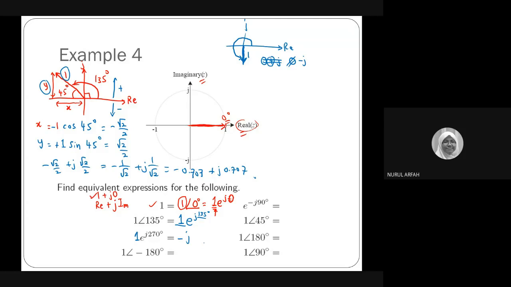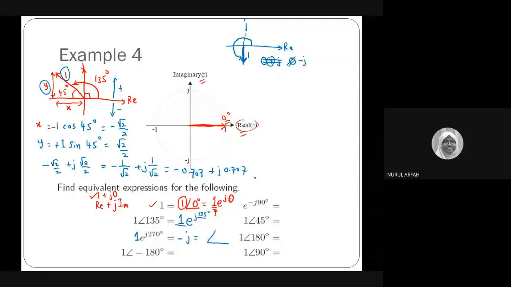Okay, so this is equal to negative J. And then what about polar form? How to write polar form? Polar form has this one, and what is the angle? The phase. You need this, right? And this. So what is the amplitude? One. Negative 90. Yeah, very good. Okay, so what about number 4?